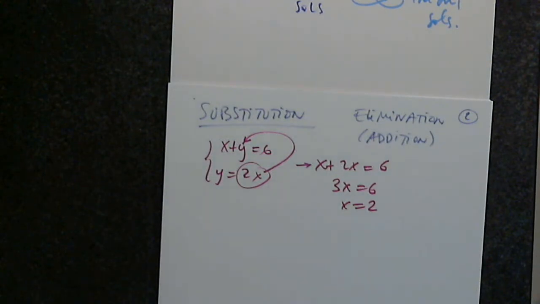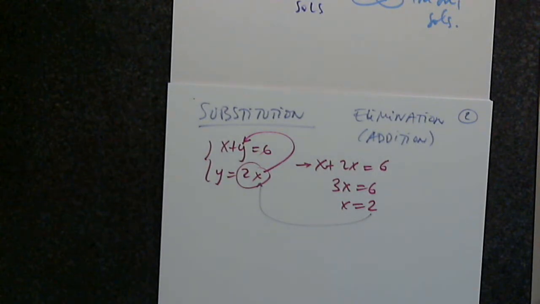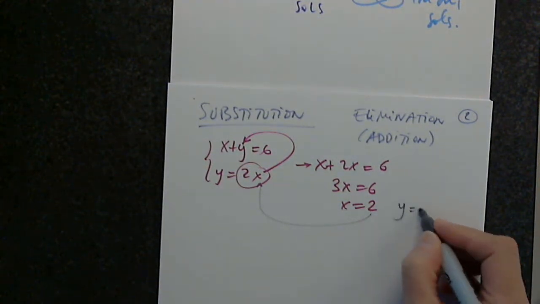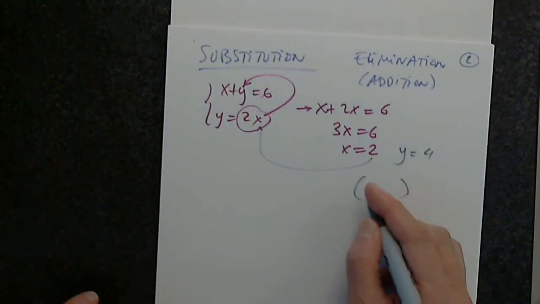Awesome. Is it done? No. I got x, but I don't have y. That's not a problem. All I have to do is go back where I had y as 2x, and then I will determine that y equals 4. It appears that the solution is 2, 4.